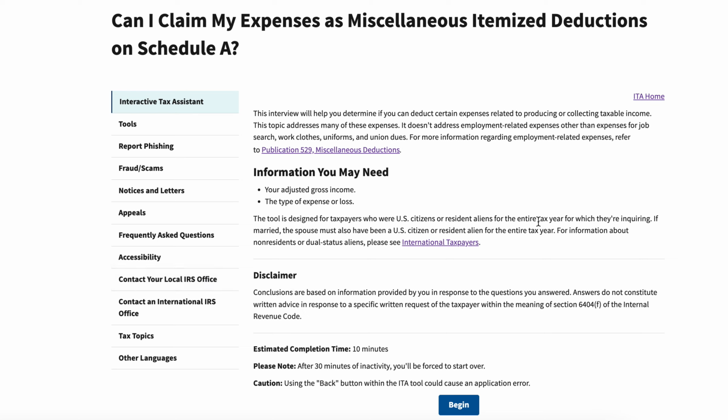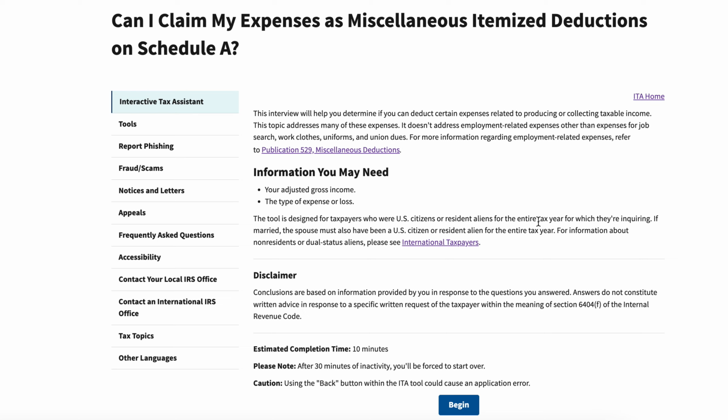However, it does not address employment-related expenses other than expenses for job search, work clothes, uniforms, and union dues. So for more information on that, you would have to go to IRS Publication 529, which goes in depth about miscellaneous deductions. The information that you'll need to walk through this tool really is simple. It's your adjusted gross income and then the type of expense or loss that you're looking into.